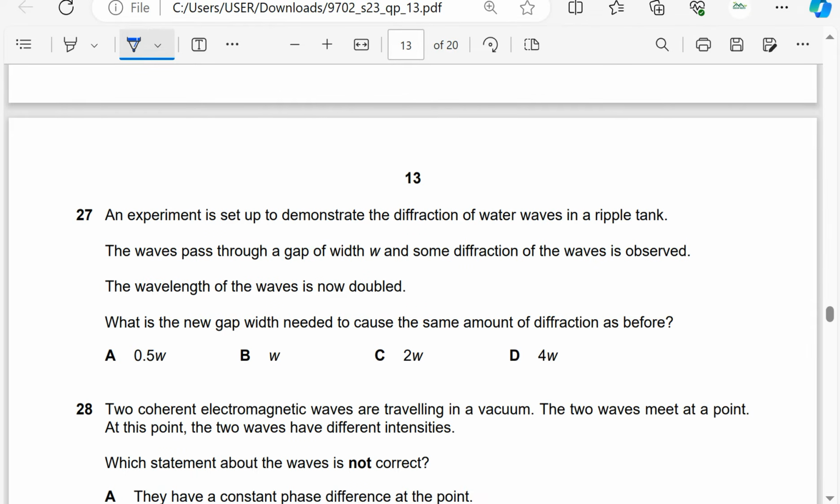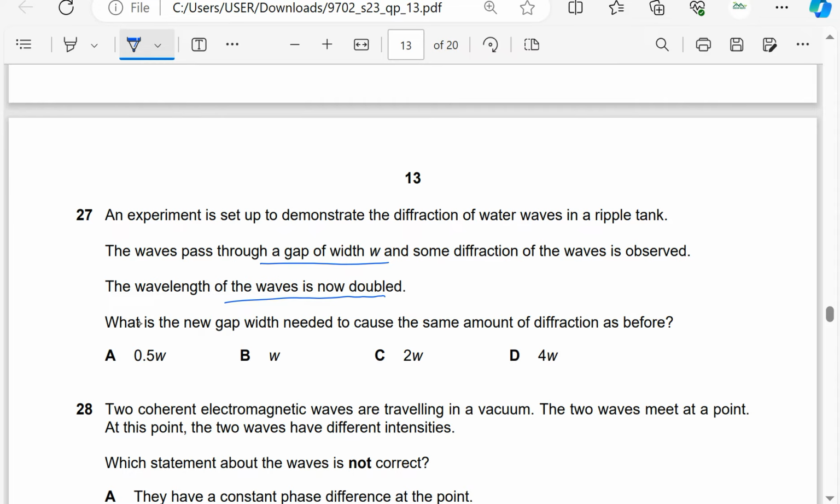An experiment is set up to demonstrate the diffraction of water in a ripple tank. The waves pass through a gap of width W, and some diffraction of the waves is observed. The wavelength is now doubled. What is the new gap width needed to cause the same amount of diffraction?